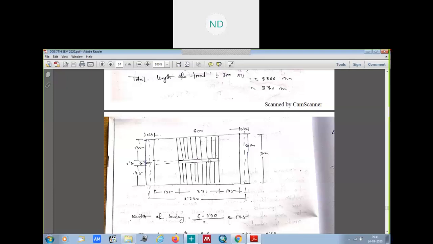So the total length with the 11 treads was how much? This one is 330. That means 3.30 meter. This was the length of the treads. Now, if we see the total length of the treads, we have got 3.30.